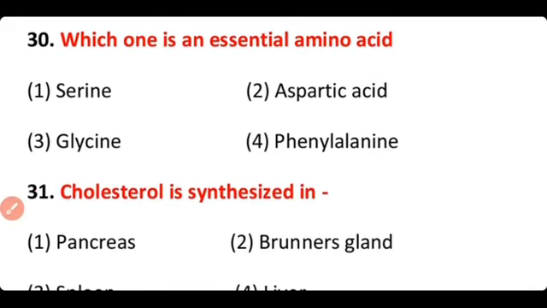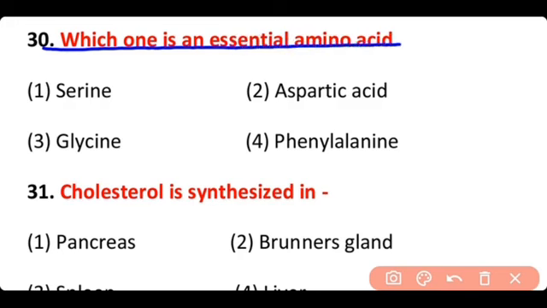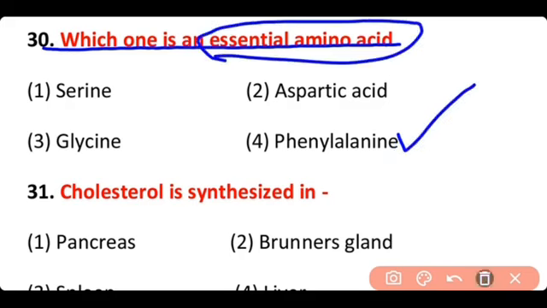Question number 30. Which one of these is an essential amino acid? Serine, aspartic acid, glycine, phenylalanine. So the correct answer is option 4. Phenylalanine is an essential amino acid.